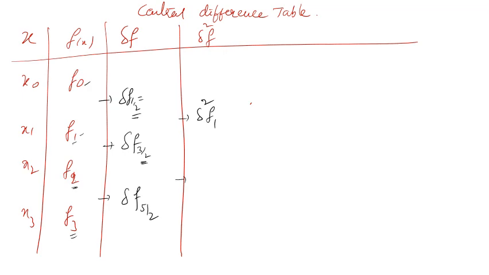Next one, coming to this. Delta square of 5 by 2 plus 3 by 2, 8 by 2. 8 by 2 means 4. 4 by 2, that is 2. This is 2, isn't it? Right? Delta square f. And 1, 2, 3 values are here.